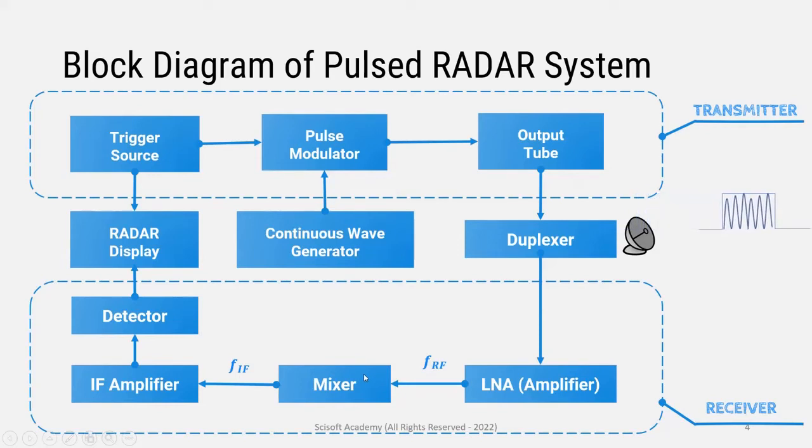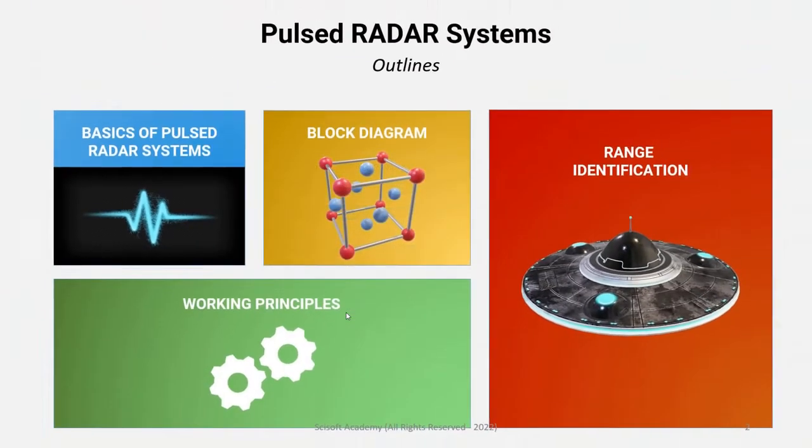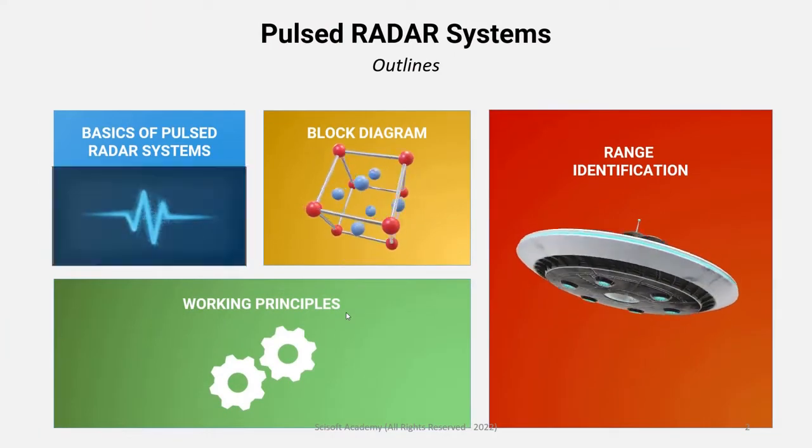The mixer will process that received signal, and it is going to generate the intermediate frequency for us. After that, this intermediate frequency is going to get amplified. This intermediate frequency helps us to detect the range of the target which has entered into the atmosphere. So this is a very basic block diagram of the pulse radar system. Now let's move ahead with the working principle of it.